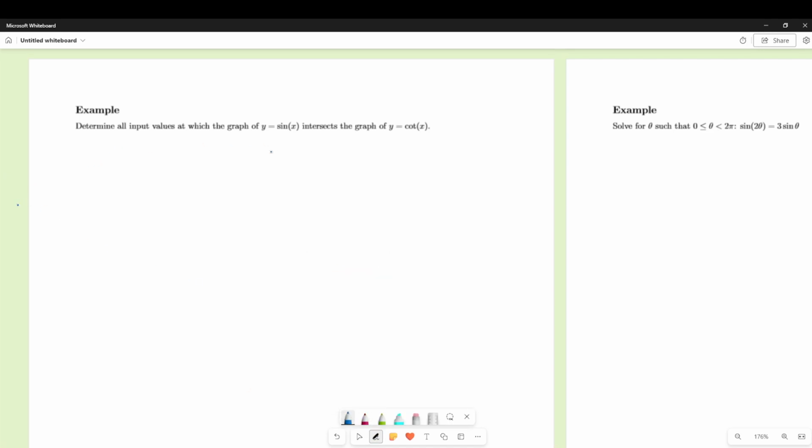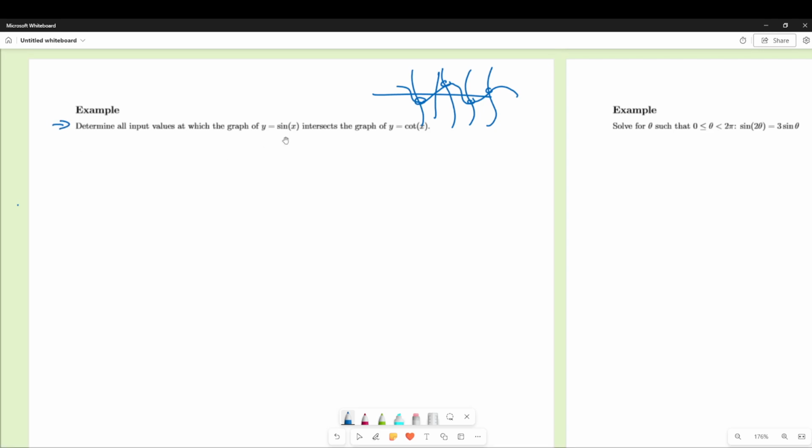Okay. So, determine all inputs for which the graph of this function intersects the graph of that function. Well, we could work at drawing that out. Sine of x and the graph of cotangent. We have to remember what cotangent looks like. So we're trying to find all these intersection points, and I don't know how good that drawing is, but we're trying to find a bunch of those intersection points. How we're going to go about that is probably a lot simpler than this sounds.